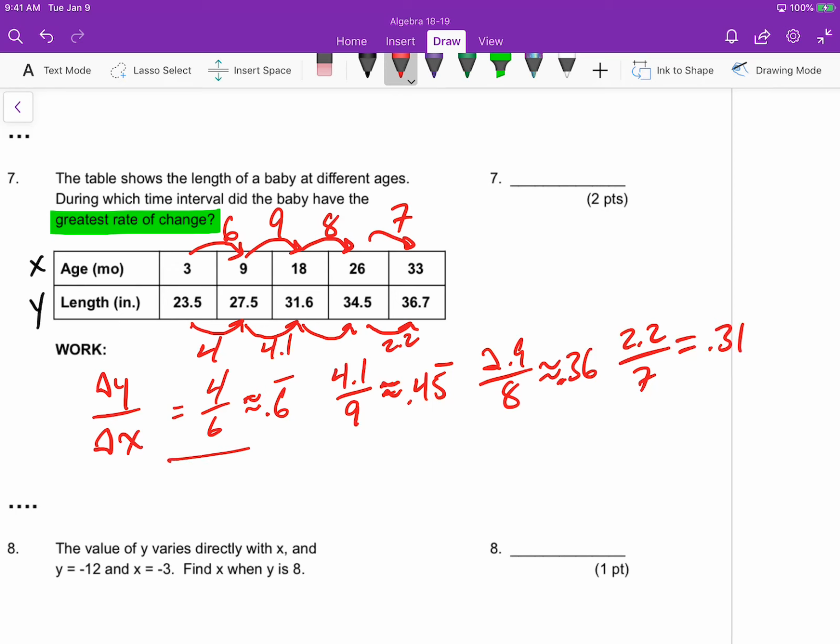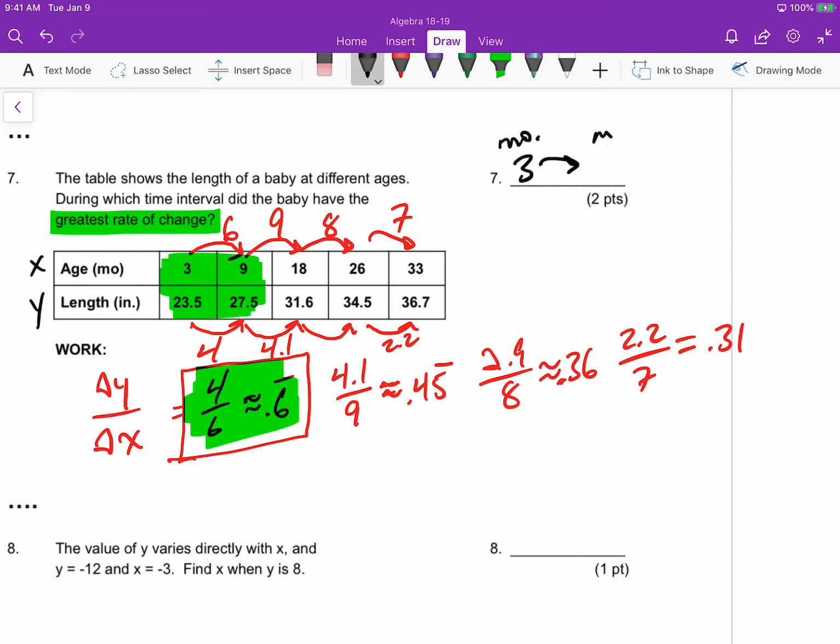So the actual biggest growth for the baby was right off the bat, right here from age 3 months to 9 months, where they showed the highest rate of change. So you could write your answer as: from month 3 to month 9 was the greatest interval rate of change.